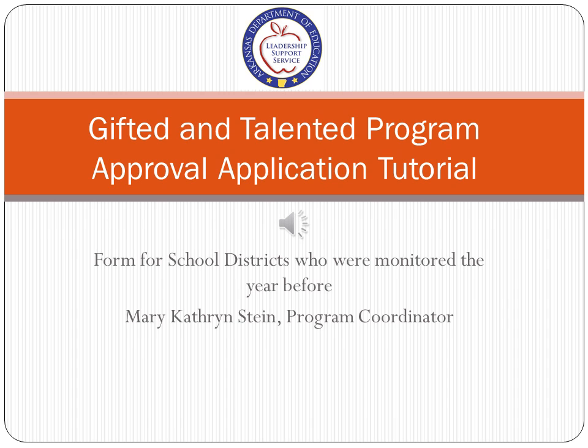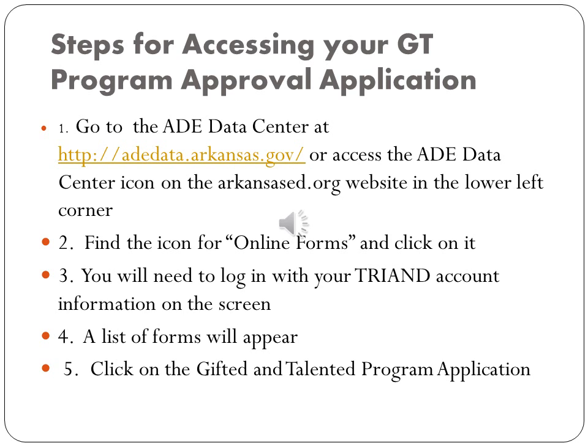The first step in completing your annual GT program application is to access the application online. Here are the steps involved in finding your district's online application form. First, go to the ADE Data Center at the address listed or access the ADE Data Center icon on the arkansased.org website in the lower left corner. Find the icon for online forms and click on it.